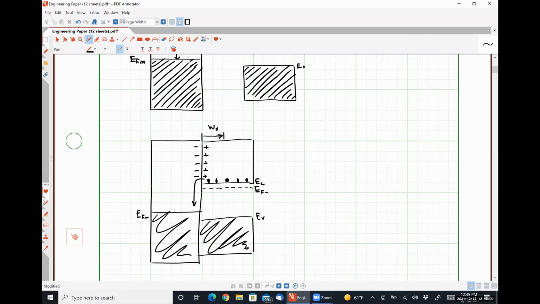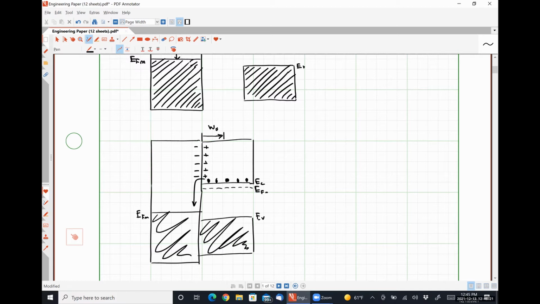So just like the side that was less doped had a larger portion of the depletion region, because it was less doped, it was more resistive. Well, the metal has almost an infinitely small resistance, it's almost a perfect conductor, right? So we should see that this depletion region extends only here.